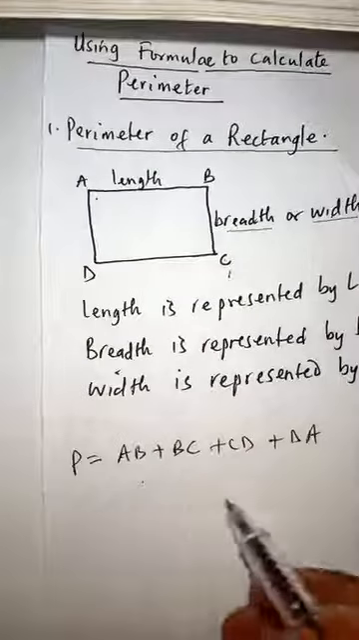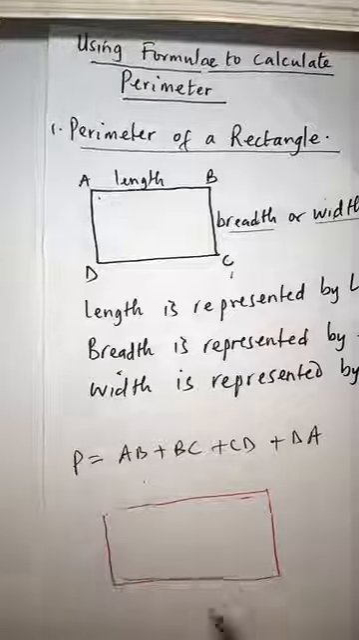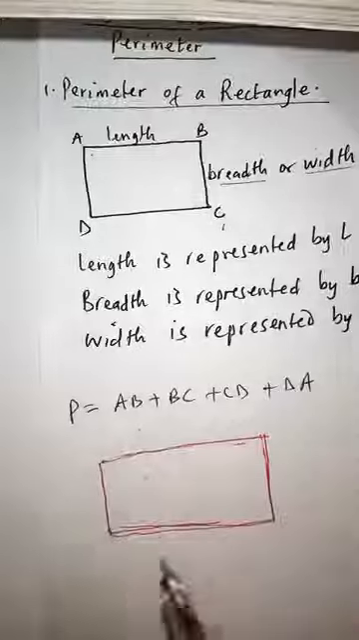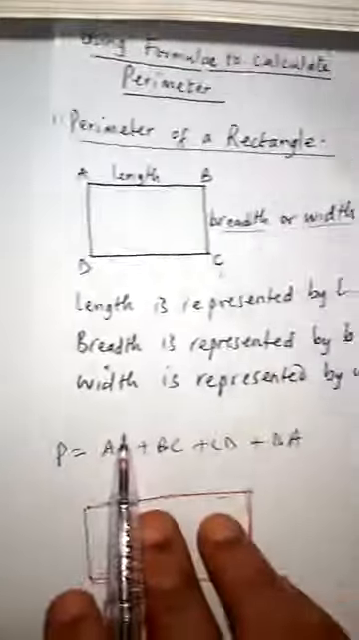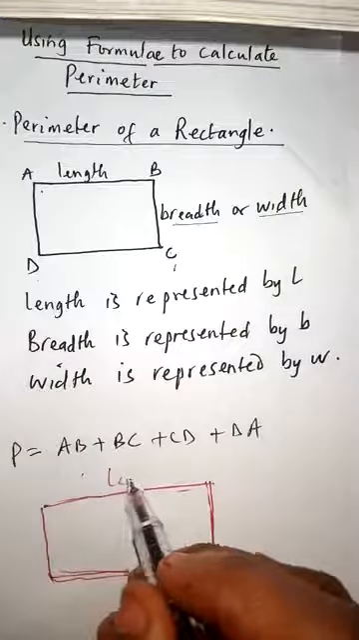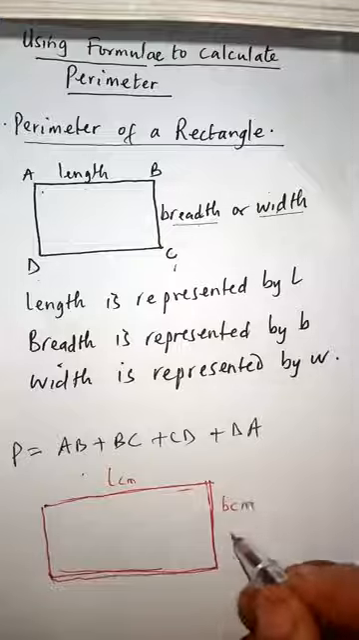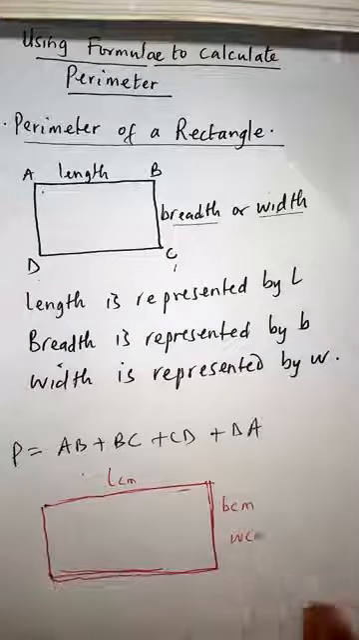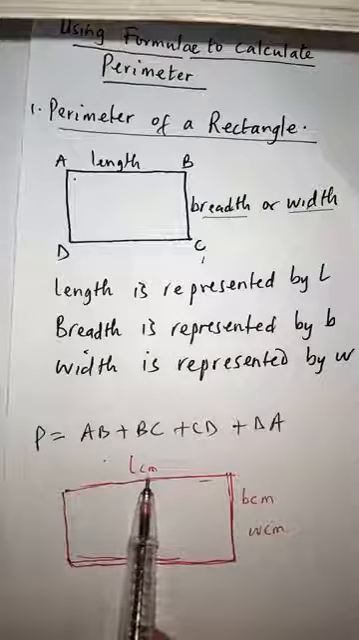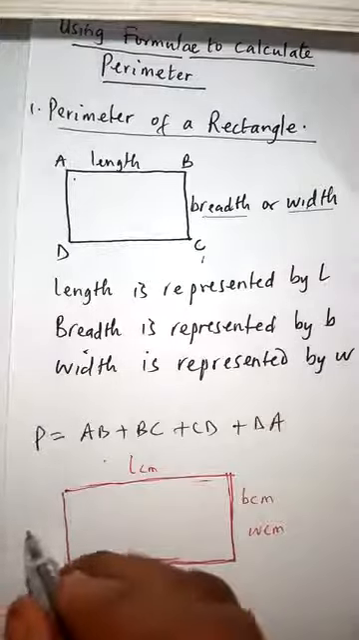Now this is the rectangle above. Like it said here, we shall be representing the length with L. This length we shall represent with L cm. The breadth or the width with B cm or W cm. Either is correct. And don't forget, like I said, this side and this side are equal. So here is also L cm and here is L cm.